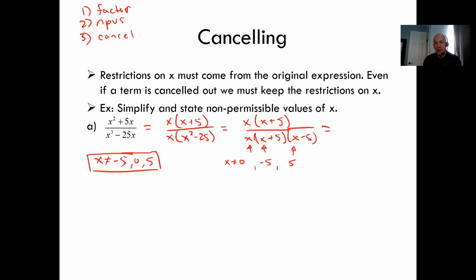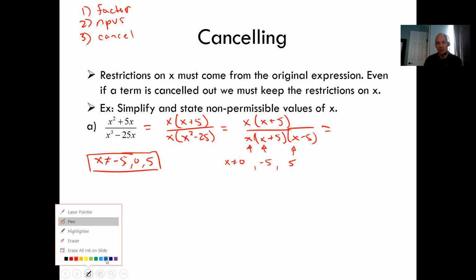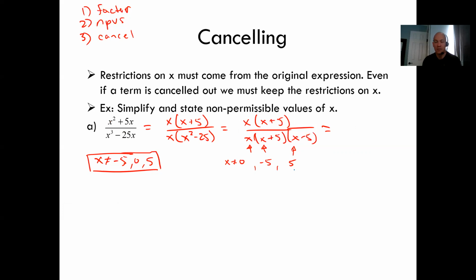Once you've written down your non-permissible values, you've said these are the values that I cannot compute this for, now you're allowed to cancel. Because as long as x is something other than 0, -5, or 5, x divided by x will always be equal to 1. If x was like 4, then 4 over 4 is 1. If it's 6, 6 over 6 is 1. Well, you get the point.